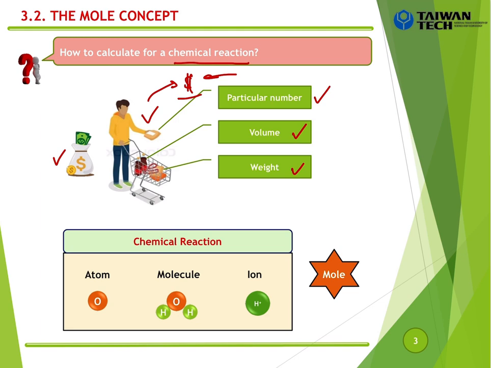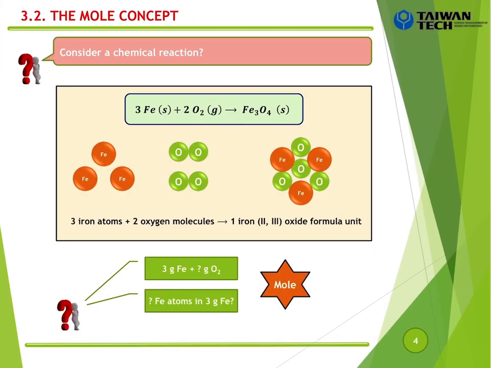Okay. And similarly, in a chemical reaction, we have the arrangement of the structure. In our reaction, we may consider atoms, we may have molecules, or we may have ions as well. So when we make the calculation for a chemical reaction, we will consider the mole concept. It's similar to money. So everything just changes to the mole and we can make the calculation. Okay. So we consider a chemical reaction.